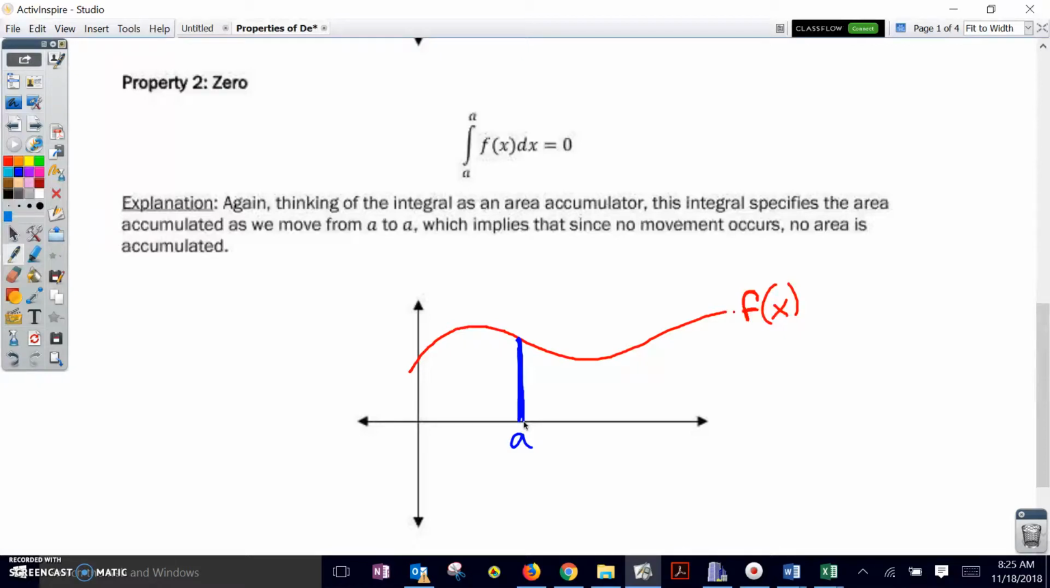And so anytime you would see a definite integral, like the integral from 2 to 2 of some function, since there's no motion, there's no area accumulation, and the value of this integral would just be 0. Okay?